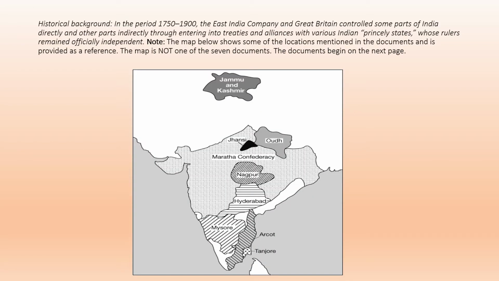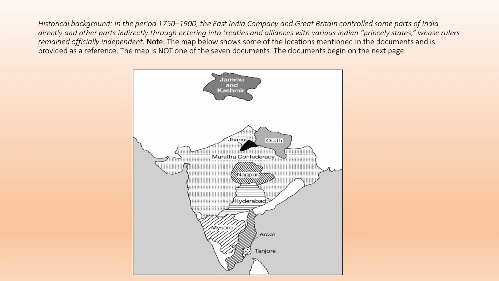Okay, so this one actually gave you some historical background. They were saying from 1750 to 1900, the East India Company and Great Britain controlled. So the East India Company is the BEIC. That's who they're talking about, okay? Controlled parts of India directly and other parts indirectly through treaties and alliances. So they're talking about the princely states. They're talking about the Mughals. They're talking about Indian princes. They're talking about tributaries. They're talking about the BEIC.